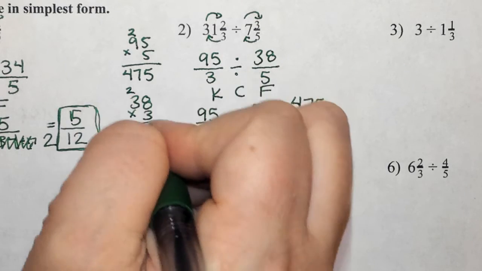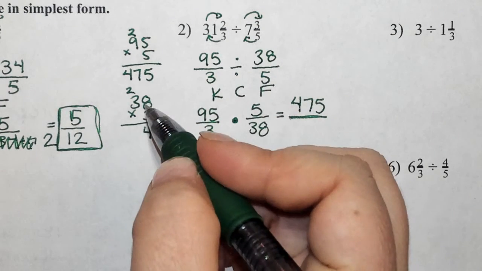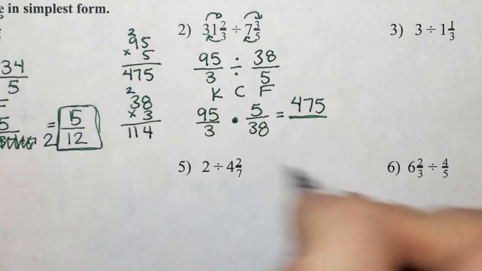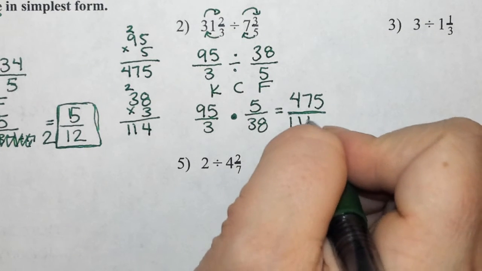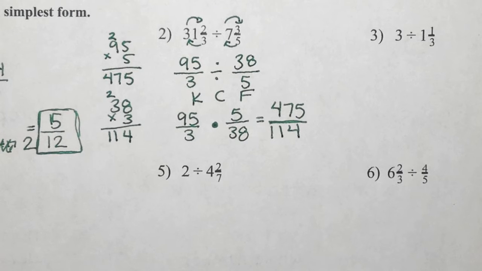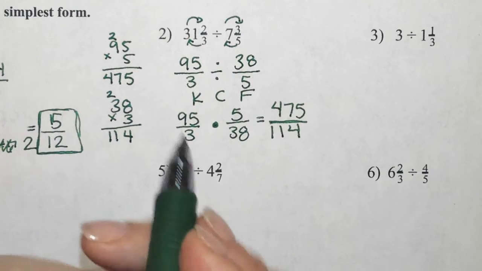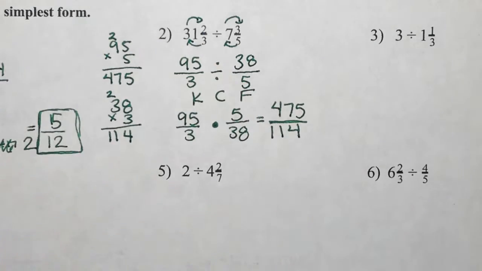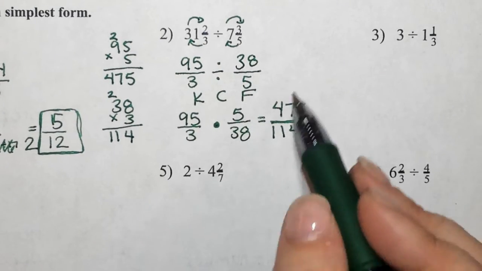24. Carry my 2. 3 times 3 is 9 plus the 2. So I have 114 on the bottom. Like I said, I did not mean to type that. It's a typo, but it's okay. We're making it work. Guys, if we can do this giant problem, we can do any of them. Okay? All right. So can I leave it like this?